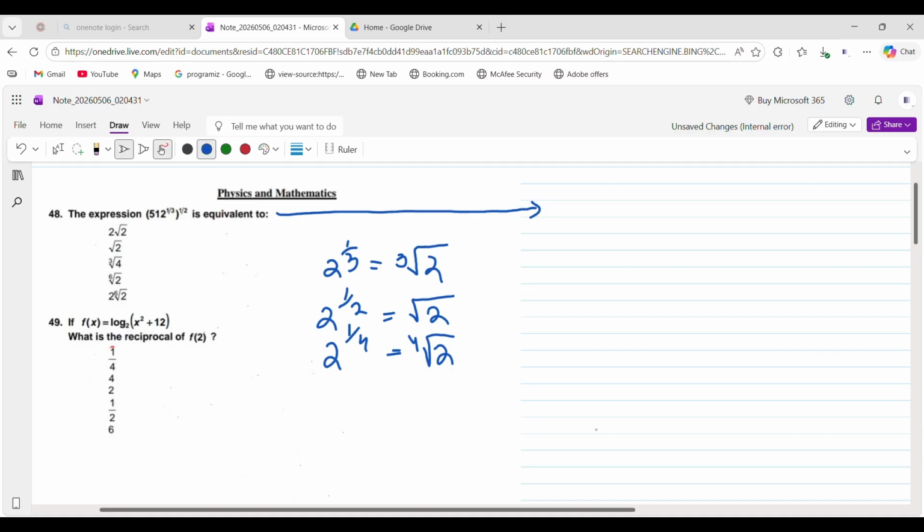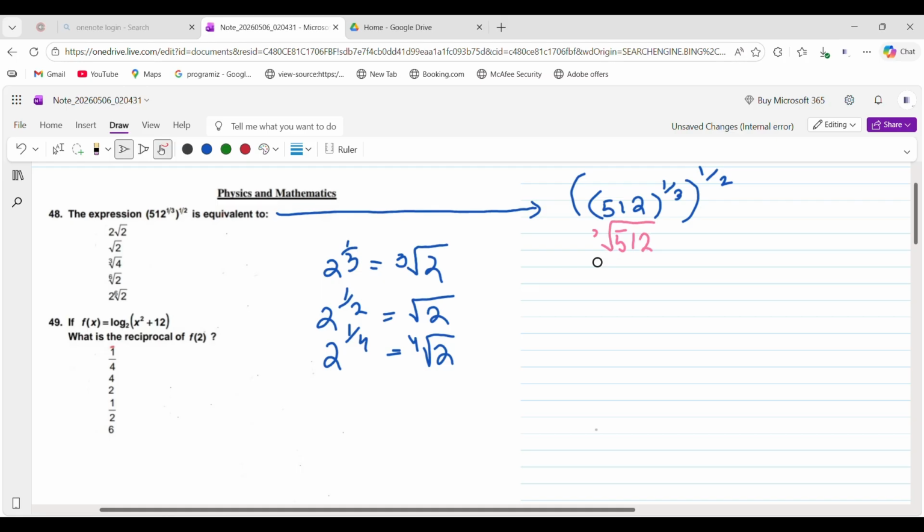So now I have 512. Basically, for the first time I'm going to write the question as it is, and then I'll be solving that. So we are supposed to solve this expression. This is not rocket science at all. We'll be solving it very finely. See, 1 by 3 power means cube root of 512, right?